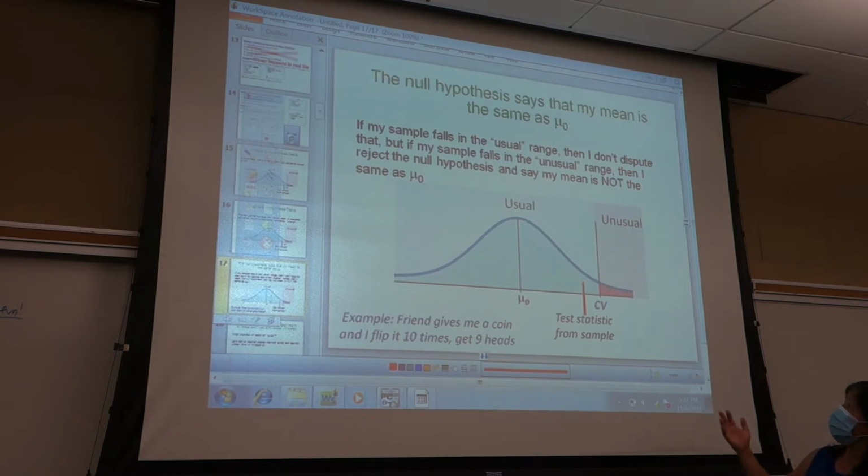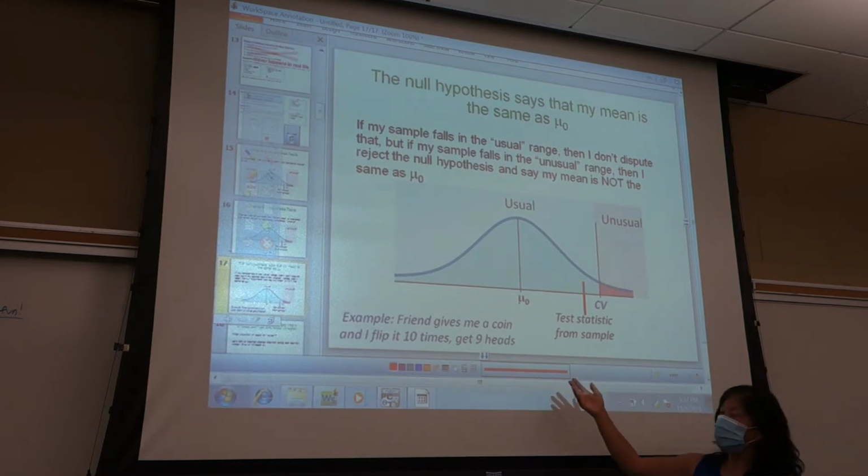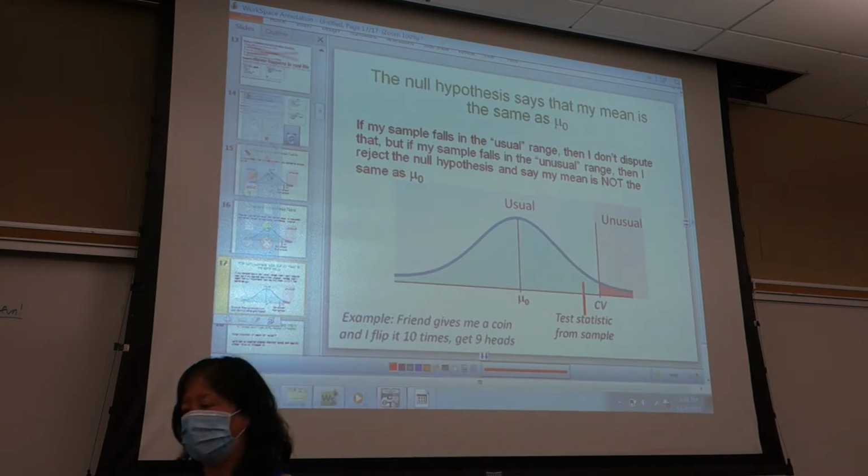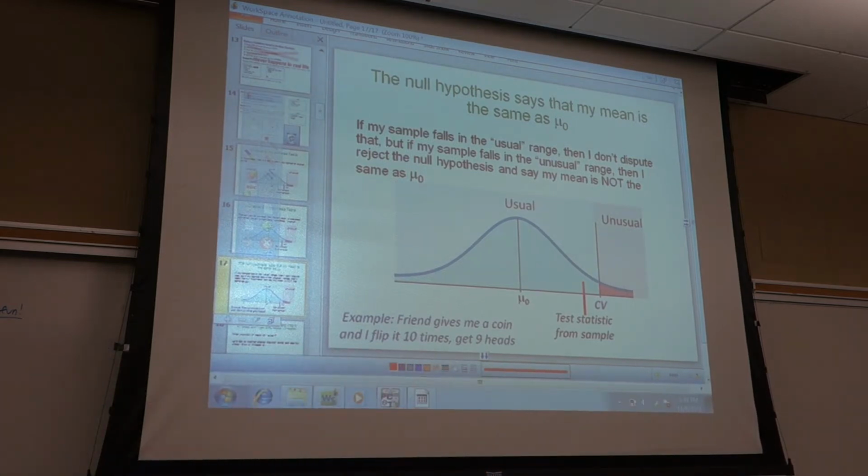So here's another example. Say I have a friend. He gives me a coin. He says, here's a coin for you. He gives me a little wink. He gives it to me. I flip the coin. I flip it 10 times. After I flip it 10 times, I have 9 heads out of 10.